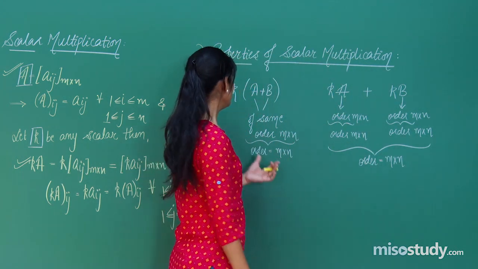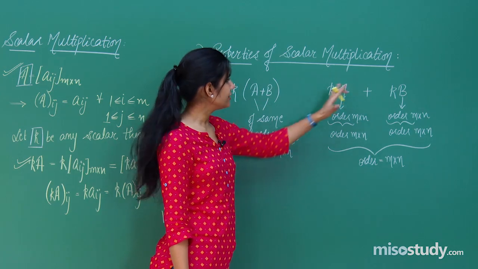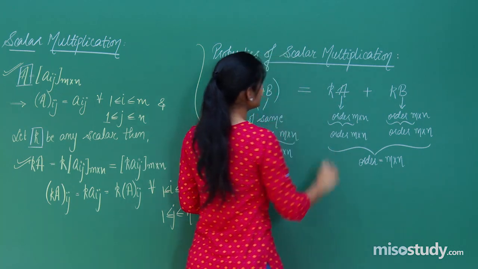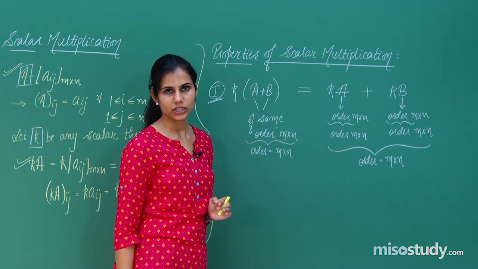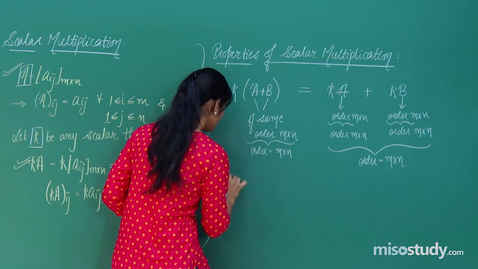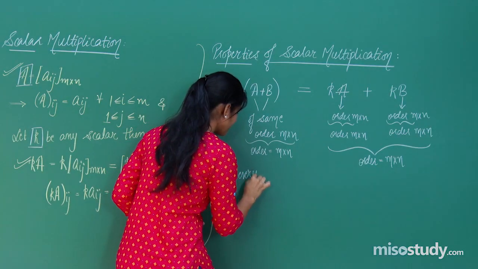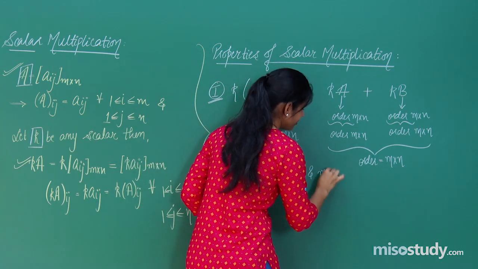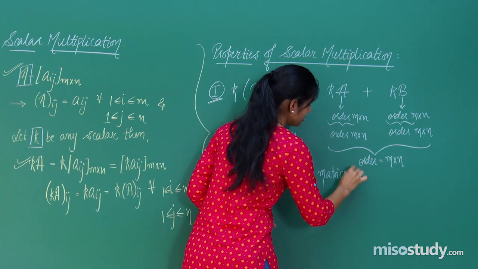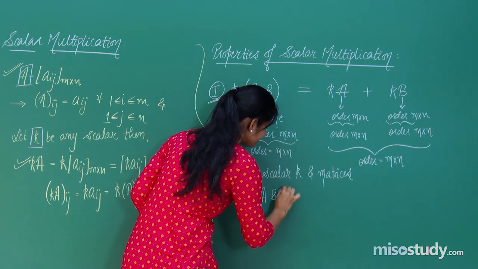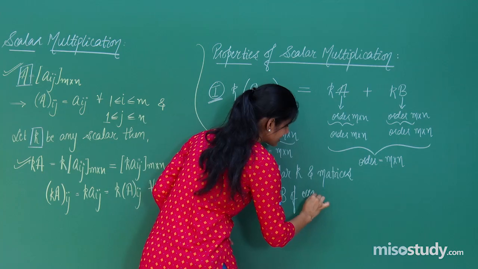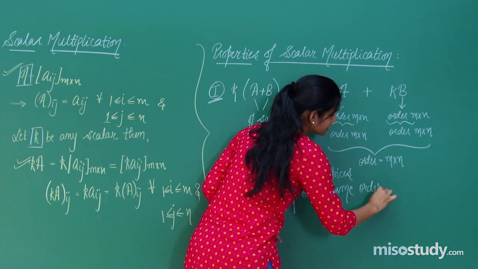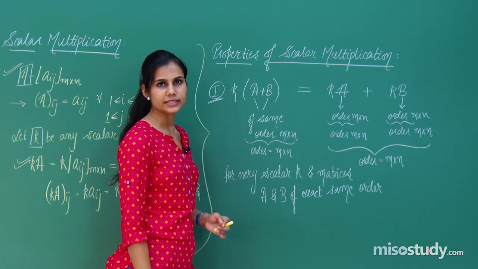Is it clear? Now this is a matrix of order m cross n, this itself is a matrix of order m cross n, this is a single matrix, this is a single matrix. Claim is that these two matrices are exactly equal to each other. For every scalar K and matrices A and B of exact same order. These are the prerequisites for this result to hold, like the hypothesis.